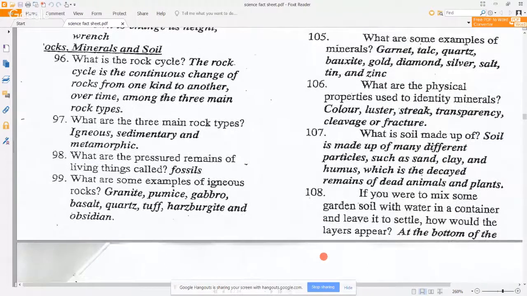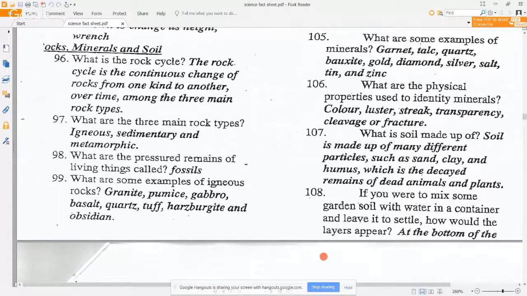105. What are some examples of minerals? We have garnet, talc, quartz, bauxite, gold, diamond, silver, salt, tin, and zinc. 106. What are the physical properties used to identify minerals? We have the color, the luster, the streak, transparency, cleavage, or fracture.